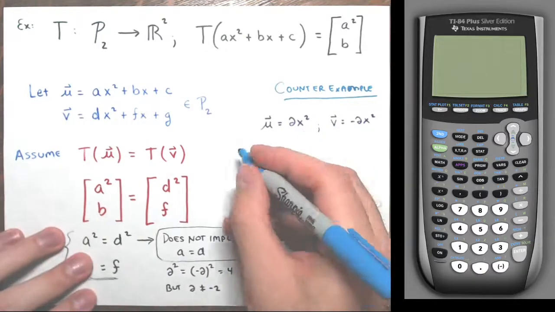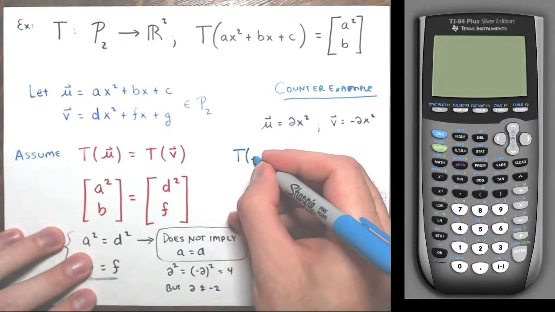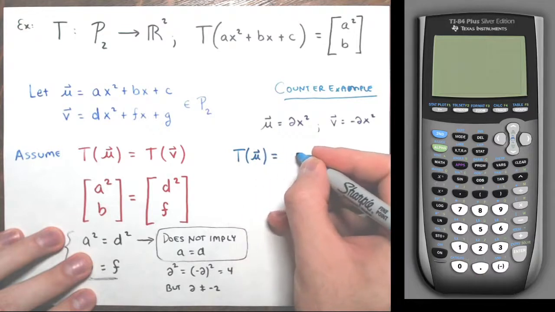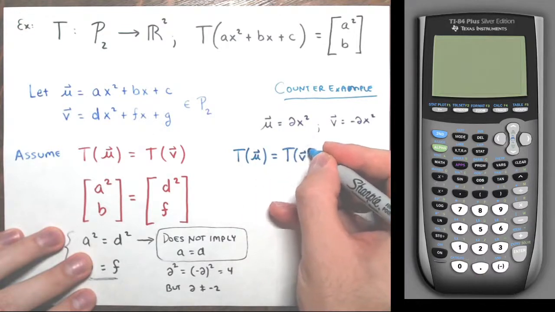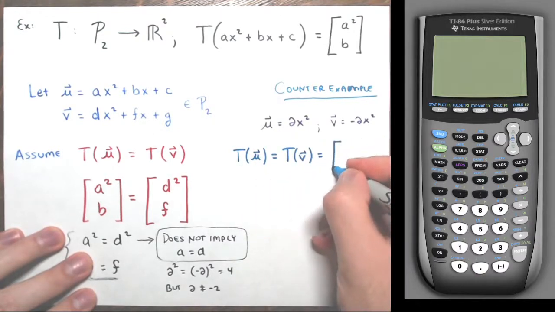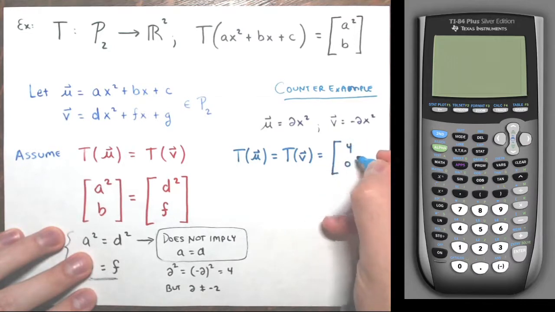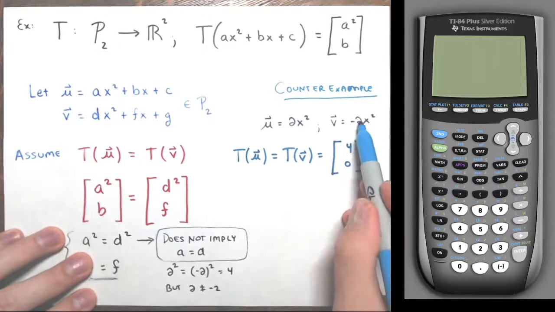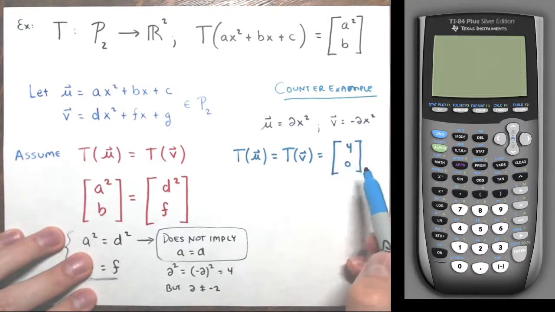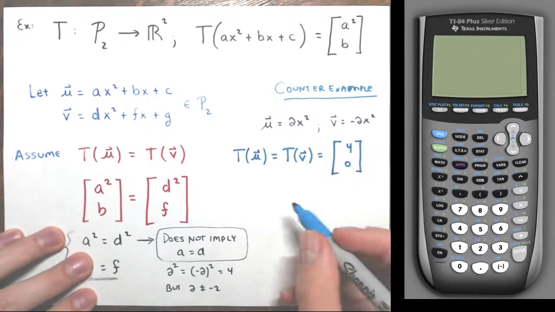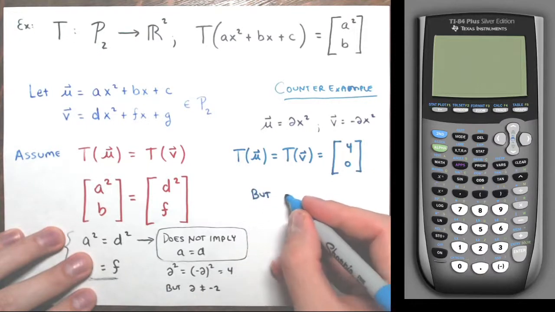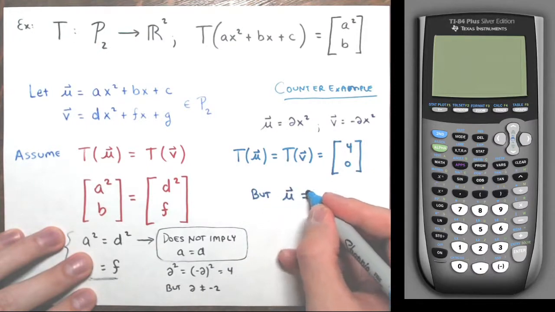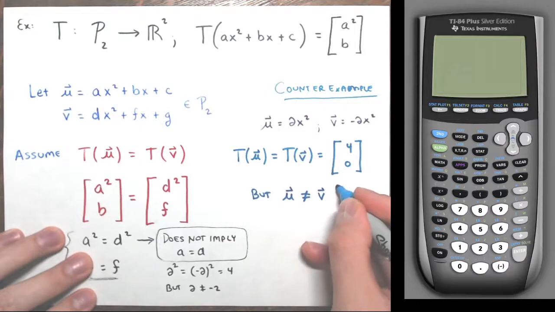So the images are the same, right? Both T of u and T of v are the same thing. Both would yield the vector 4, 0, wouldn't they? Because you'd have 2 squared, 0, and then negative 2 squared, or 4, 0. You'd have 4, 0 as both the outputs for these. But u is not equal to v. These are not the same polynomial.